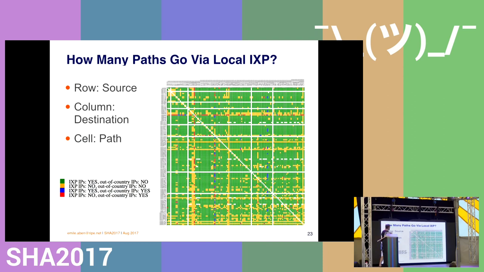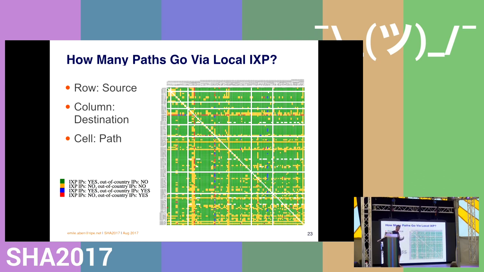So this is a matrix view. These are the sources of the measurements, and the columns are the destinations of the measurements, and then you have each of the cells. You can color them by whatever you want. And in this one, I chose to color them by, does it go through an IXP? Is the IXP keeping local traffic local? And the other coloring is based on, does the path stay in the country or go out of the country? So the green is IXP path stays in country, so that's IXP keeps local traffic local, and that's pretty much the case in the Netherlands.